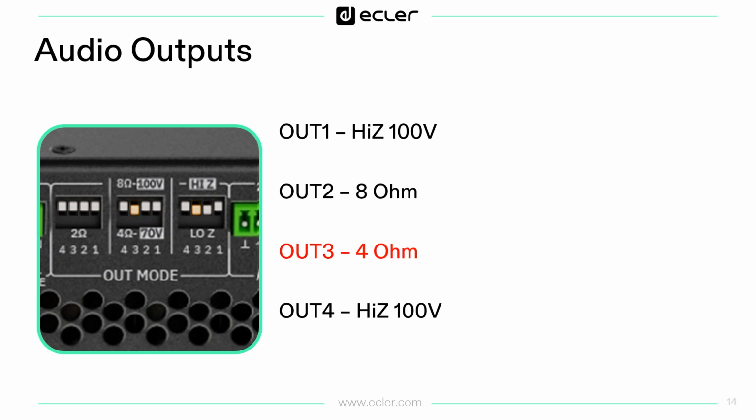This is another example, configuring the switches for having output 3 as 4 ohm and output 4 as 2 ohm. Note that once 2 ohm is selected in the left switch, then what is selected in the middle group of switches is ignored if we are working in low impedance. But let's get back to the rear view to see the control ports.